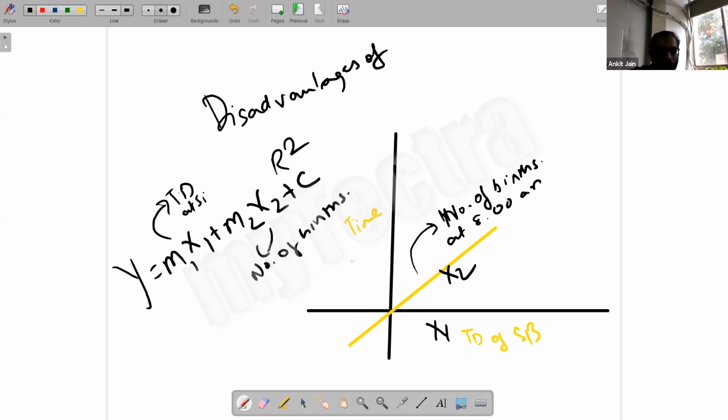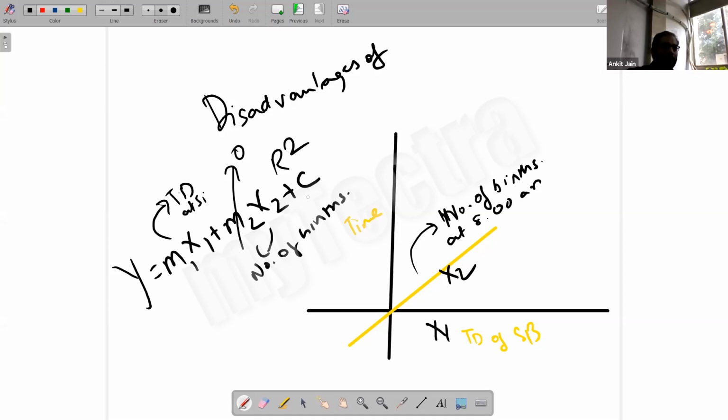Why? Because this will be 0. So I got 0. My model will say M2 as 0. His model, he didn't take it at all. So his equation is M1 X1 plus C. My equation is M1 X1 plus M2 X2 plus C. But my M2 will come towards 0. Okay, it may have some small value like 0.001 or something, but it will tend towards 0. Are you all getting what I'm trying to say?